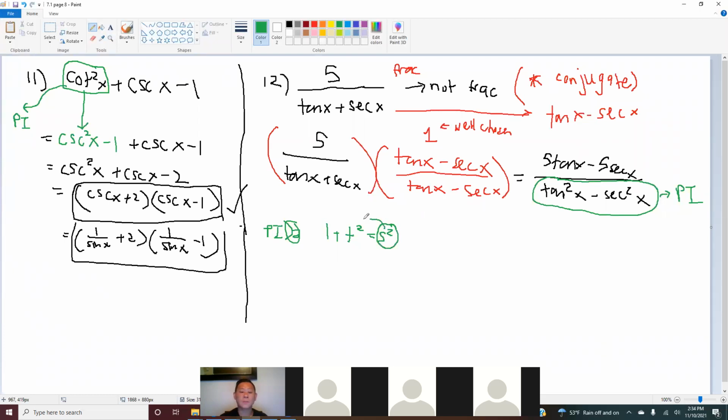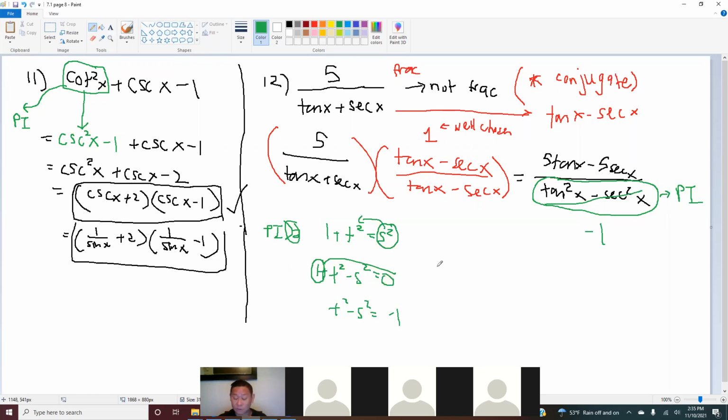Subtract it. So you get 1 plus tangent square minus secant square equals 0. So I just want tangent square minus secant square. So what do I do with this one? Minus 1. So what is tangent square minus secant square? Negative 1. So this is actually negative 1.